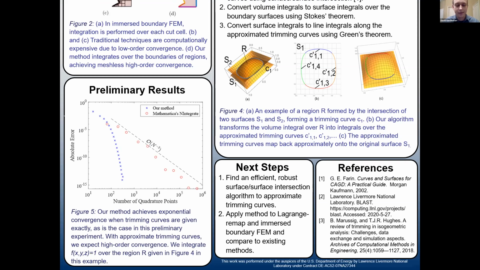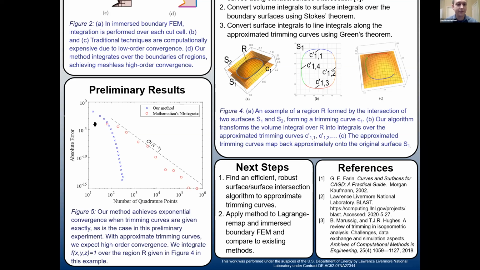Now just some preliminary results. We're still in the process of implementing this whole algorithm, especially the SSI part. Right now we have just used an analytic representation of the trimming curve to produce this plot. You can see here, as expected, we're achieving exponential convergence when those trimming curves are given exactly. And we need far, far fewer quadrature points to attain machine precision than Mathematica's NIntegrate, for example.